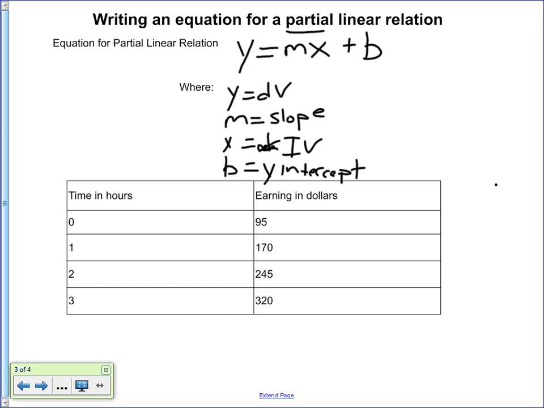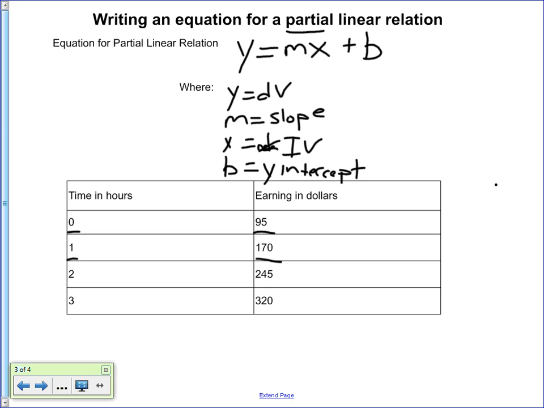Okay, so as an example, we can look at this example out of the book. If we look at a furnace repairman, the furnace repairman, just to visit, is going to charge a flat fee of $95. So you can see that at time zero, just to go to the house, there's a $95 charge. Every point after that is a $75 an hour rate. So for every hour he charges $75.